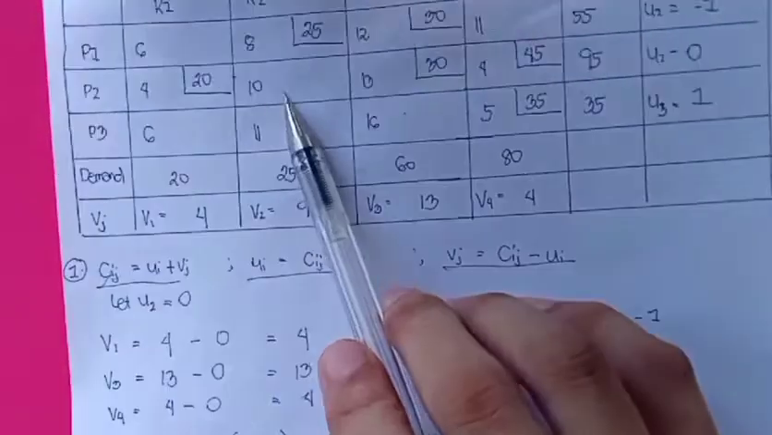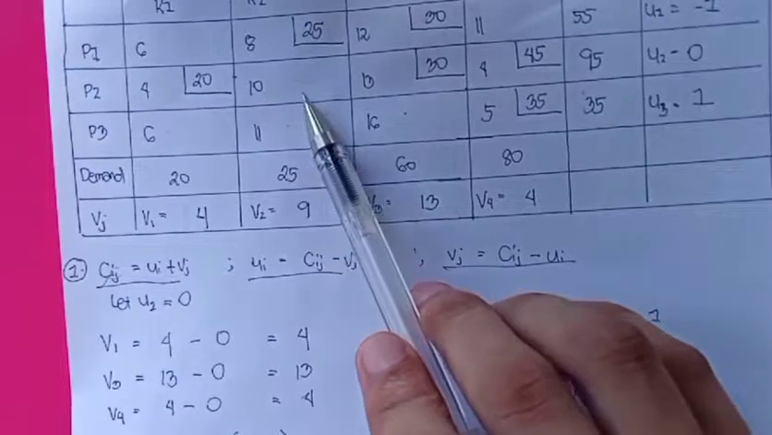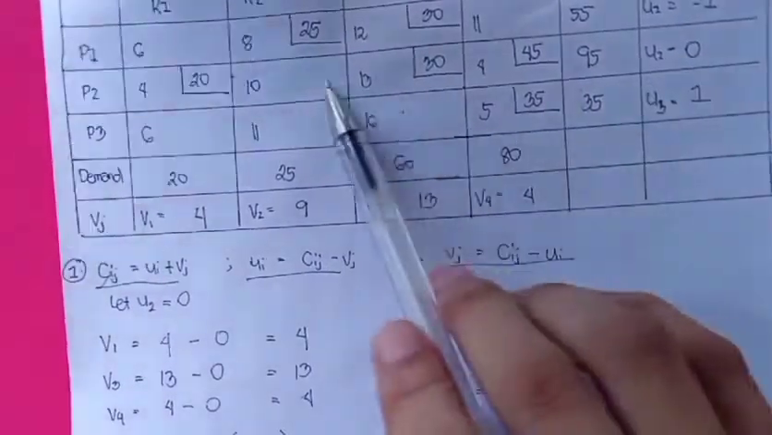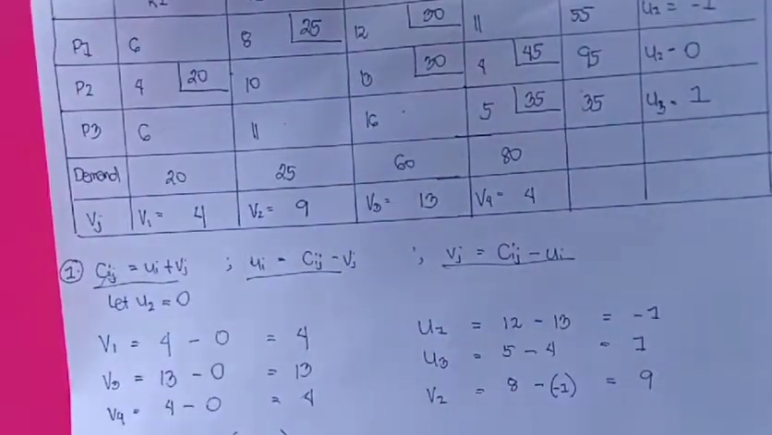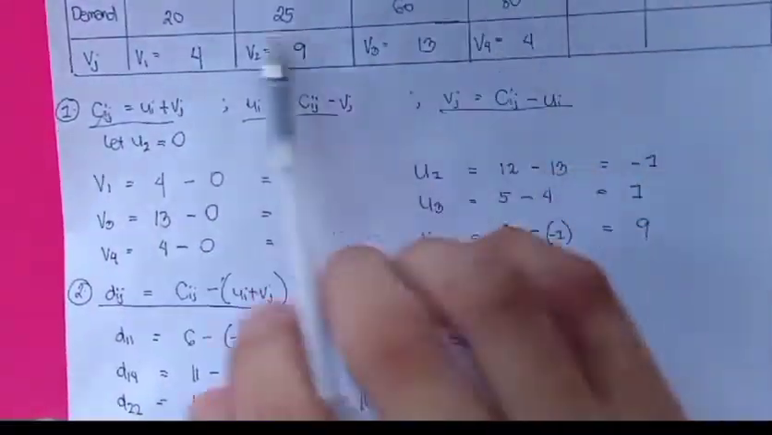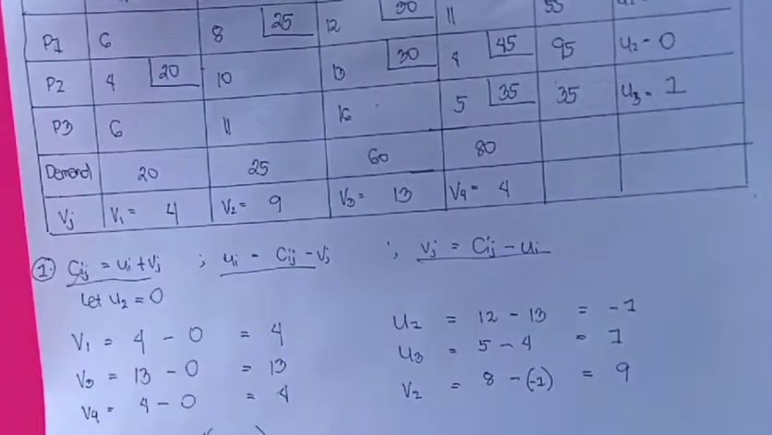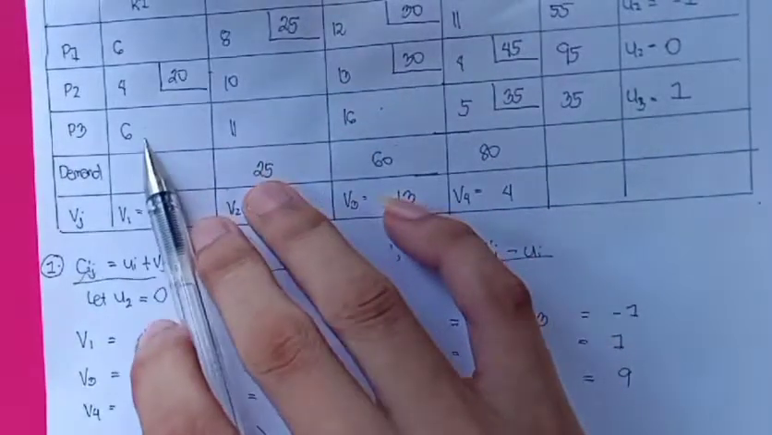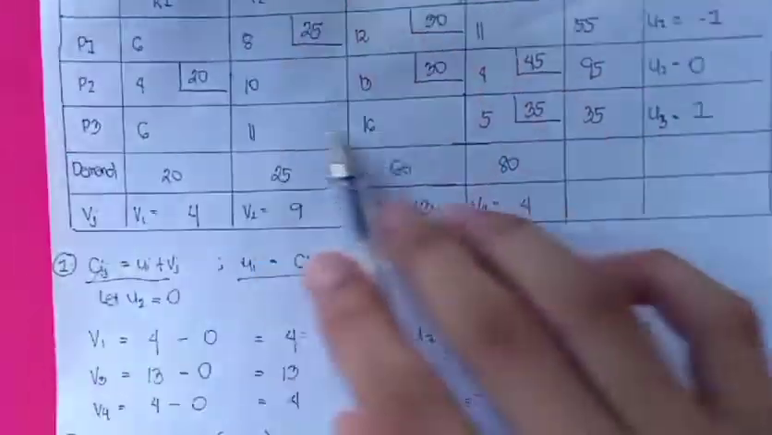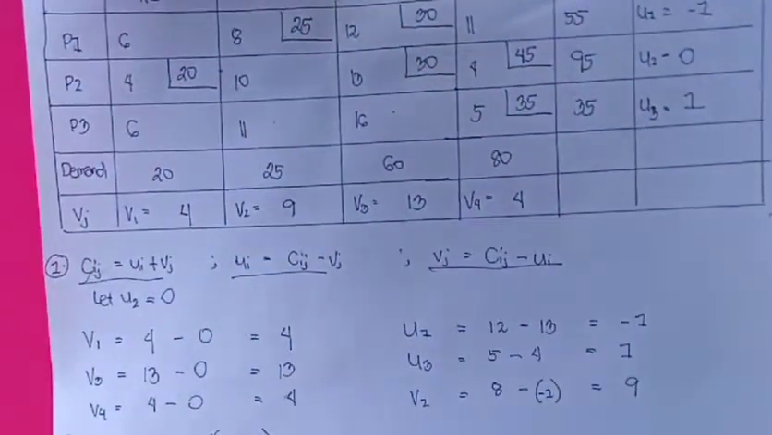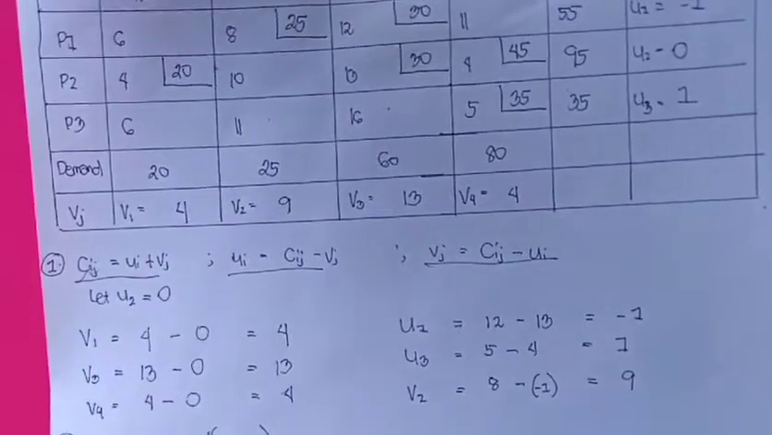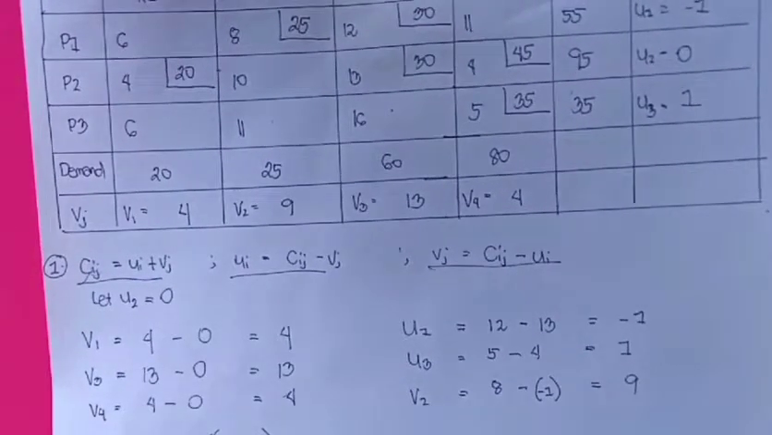Next is D22. Our Cij is 10, minus our Ui is 0 and our Vj is 9. So 10 minus 9 is equal to 1. Next is D31. In D31, the Cij is 6, minus our Ui is 1 plus 4. So 6 minus 5 is equal to 1.